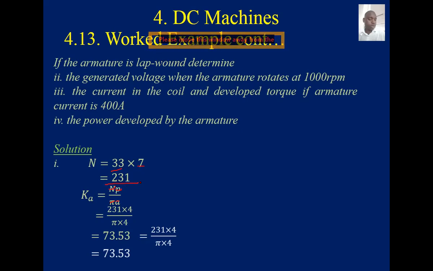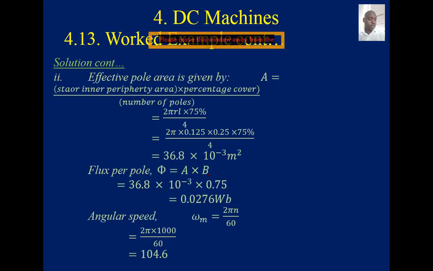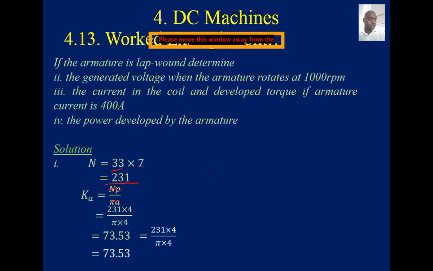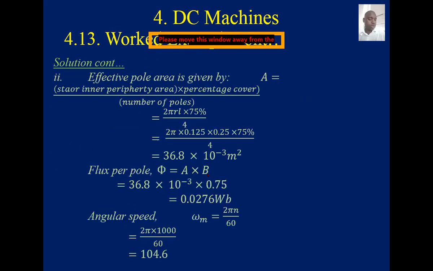Remember, A is the number of parallel paths. Lap wound, that means there should be 4, right? Then Ka becomes 73.53. That's your machine constant Ka. Then the second question was the generated voltage when the armature rotates at 1000 RPM.